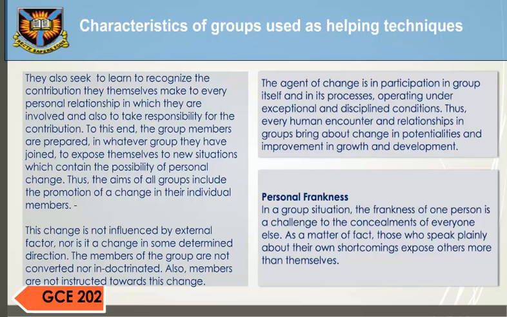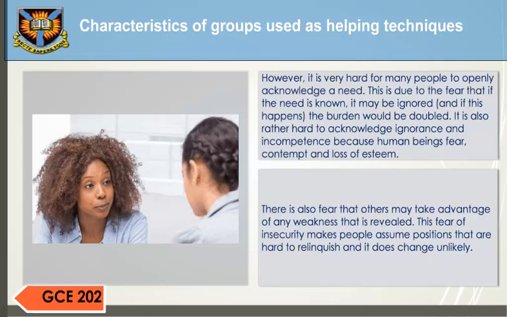Personal frankness. In a group situation, the frankness of one person is a challenge to the concealment of everyone else. As a matter of fact, those who speak plainly about their own shortcomings expose others more than themselves. However, it is very hard for many people to openly acknowledge a need. This is due to the fear that if the need is known, it may be ignored. And if this happens, the burden will be doubled.